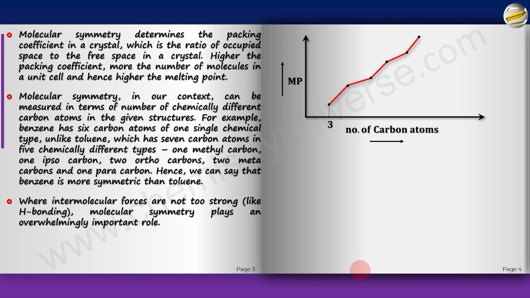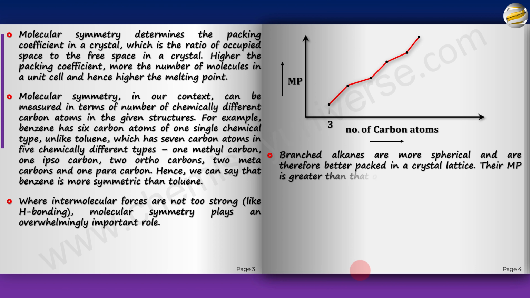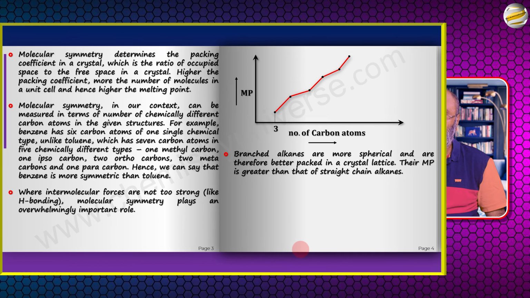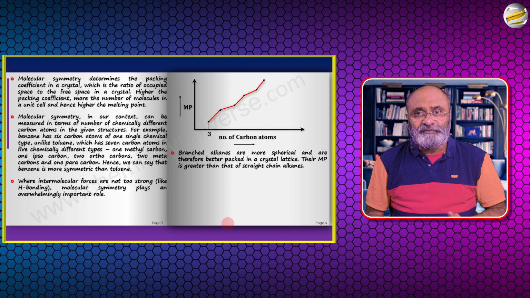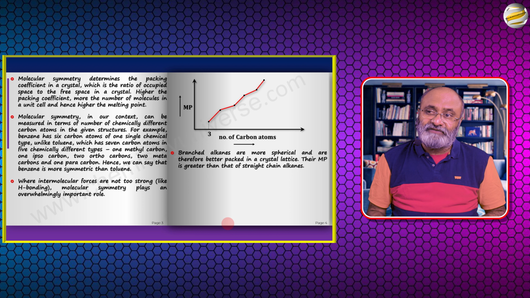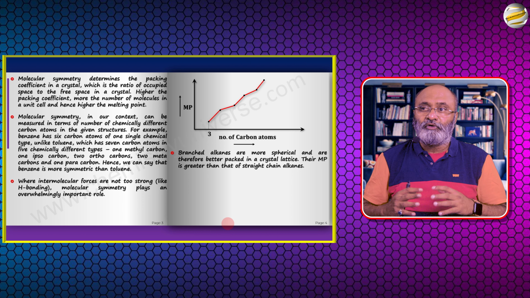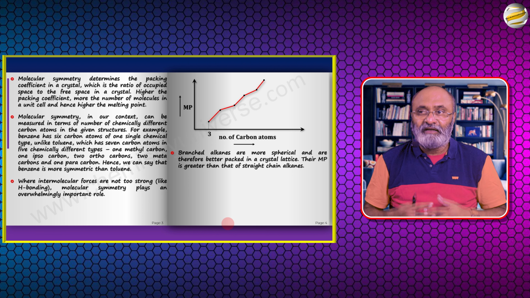Another thing that is important is branched alkanes are more spherical and are therefore better packed in the crystal lattice. Their melting point is greater than that of straight chain alkanes. Now, I've already told you that boiling point decreases with branching, while melting point increases with branching. Boiling point decreases with branching because as branching occurs, it becomes more and more spherical, so lesser surface area, lesser van der Waals force, lesser boiling point.